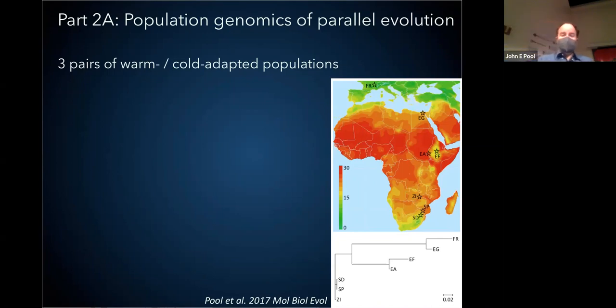And so I'm going to tell you about first a population genomic study of these seven populations. And after that, I'm going to tell you about a couple of RNA sequencing studies that use these same populations to learn about parallel evolution.